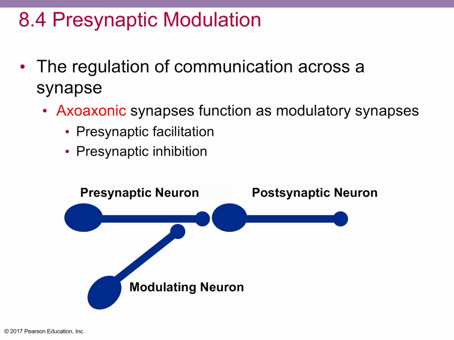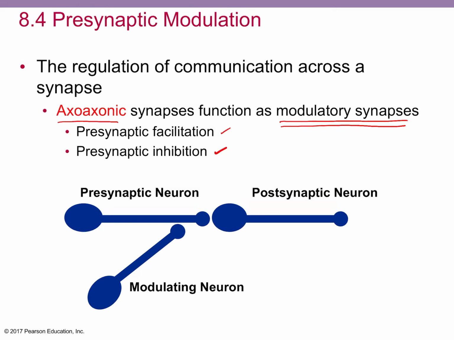All right, so let's talk about the next topic here, which is presynaptic modulation. Before we have the synapse, we can actually modulate or control or somehow fine-tune, either turn up the volume or turn down the volume of the action potential. This is a regulation of communication across the synapse, and this is an axonic synapse, so it's between two axons, and they're going to function as modulatory synapses. They're not going to stop an action potential or create an action potential, but they're going to modulate the action potential. So there's something called presynaptic facilitation or presynaptic inhibition.